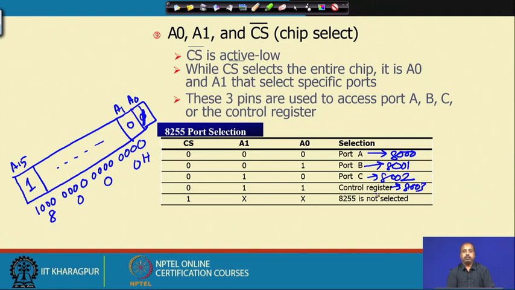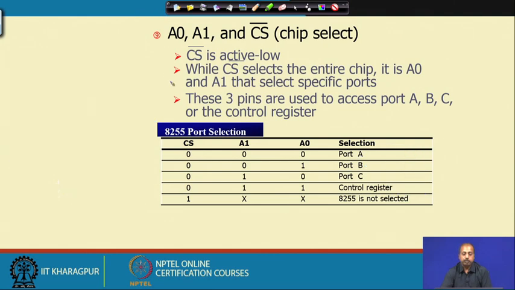After that, if your microprocessor writes something to this particular memory location 8000, that means it is accessing port A. If it is writing something to 8003, that means it is writing to the control register. So, this is the technique. CS bar is active low, and when CS bar selects the entire chip, A0 and A1 will select the specific ports. So, these pins can be used to access ports A, B, C or the control register.